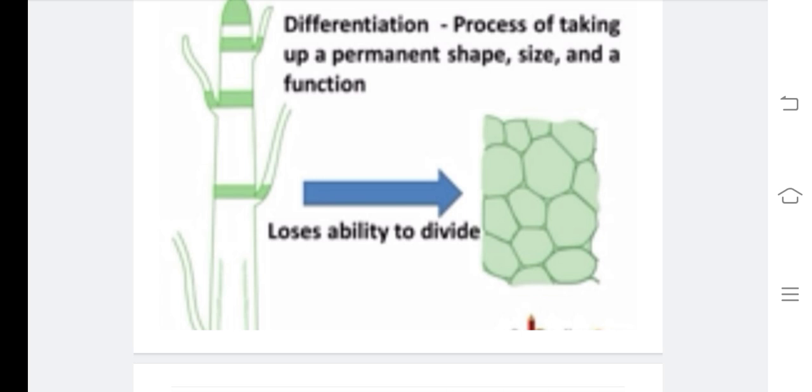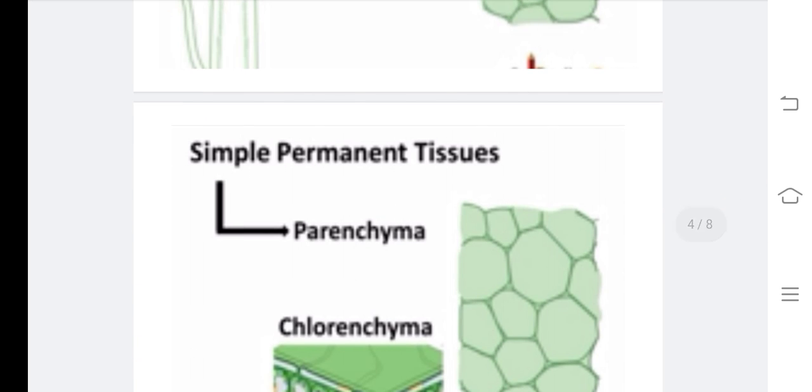Don't get confused, children. Meristematic tissues later on are converted into permanent tissues. That means the process of taking up a permanent shape, size and function is called differentiation. Clear? Permanent tissues originate or are derived from the meristematic tissue. When? Once they lose the ability to divide. I hope you understand, children. Next, let us understand the simple permanent tissue, children.